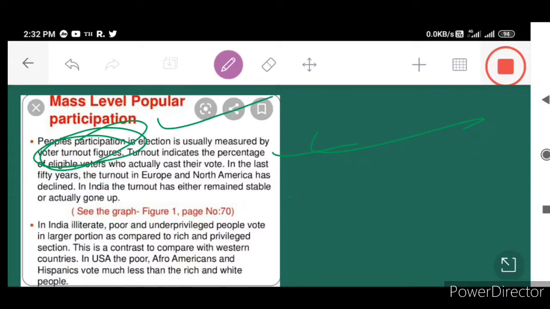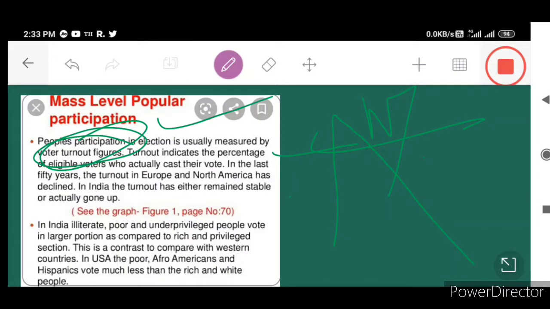If we talk about the last 50 years, students, there is a good calculation on it. In the European nations and North America, the turnout has declined. The graph shows that the ratio has declined among the North American and European countries. But paradoxically, in India the turnout has either remained stable or actually gone up. The concern here, students, is why the turnout among the developed nations, the European nations, has been declining day by day.